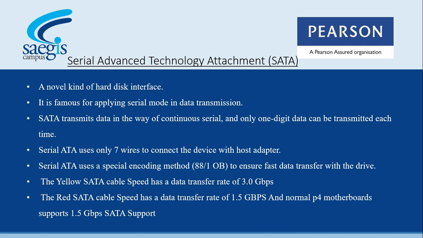Serial ATA uses only 7 wires to connect the device with the host adapter. Serial ATA uses a special encoding method to ensure fast data transfer with the device. The current standard allows 150 megabytes per second data transfer, faster than typical IDE data transfer rate. Future SATA standards are proposed to transfer up to 600 megabytes per second. The yellow SATA cable has a data transfer rate of 3 gigabytes per second, and the red SATA cable has a data transfer rate of 1.5 gigabytes per second, and a normal P4 motherboard supports 1.5 gigabytes per second SATA support.